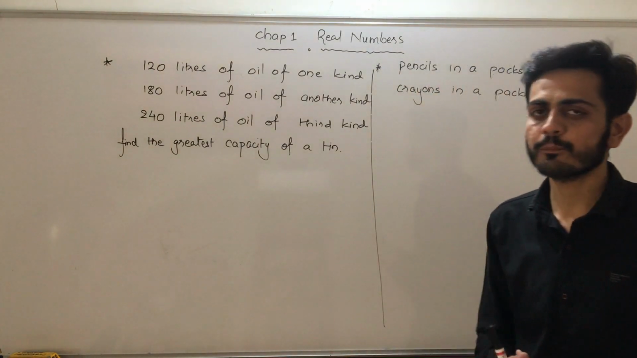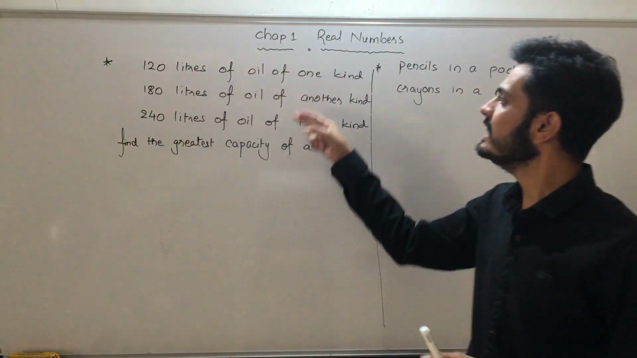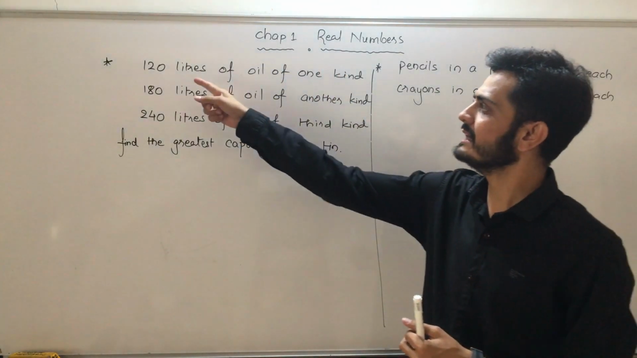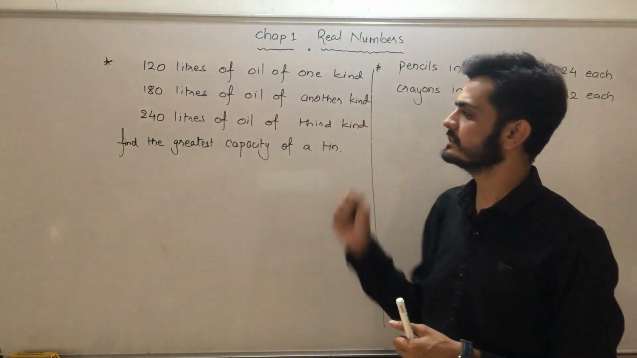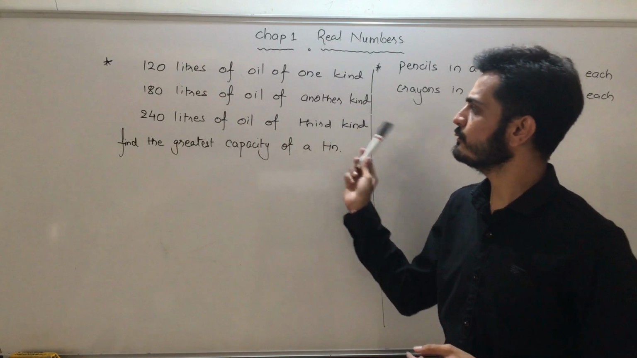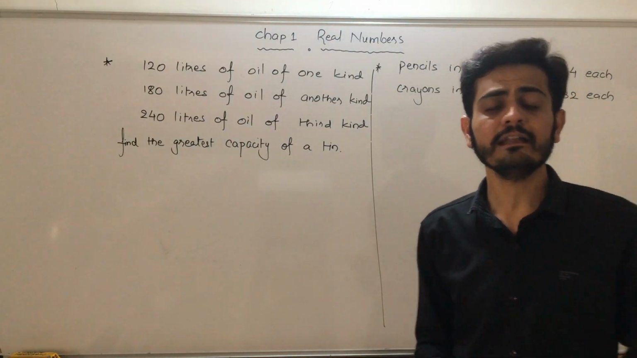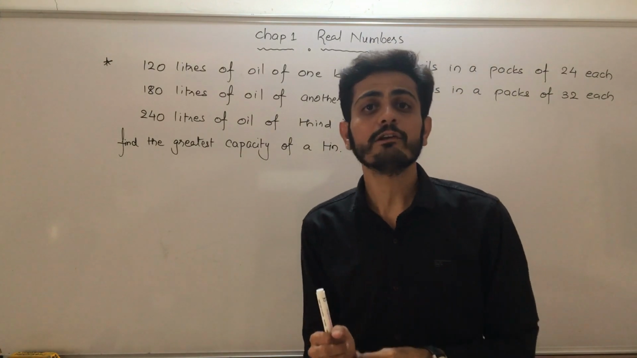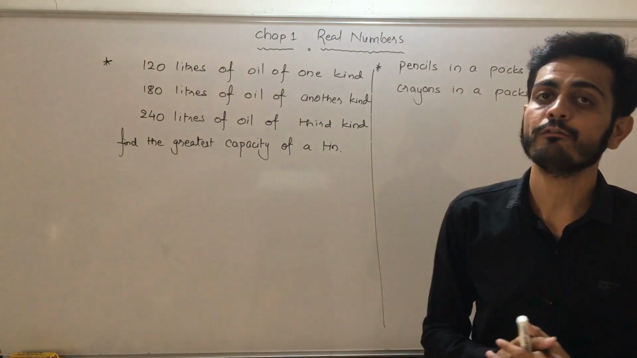So let's try some word problems. The first question is: a merchant has three kinds of oil, that is 120 liters of oil of one kind, 180 liters of oil of another kind, and 240 liters of oil of a third kind, and he wants to sell this oil by filling it in tins of equal capacity. Then find the greatest capacity of a tin.